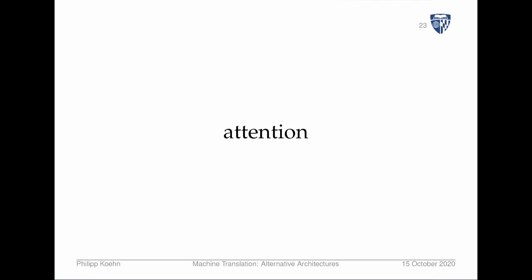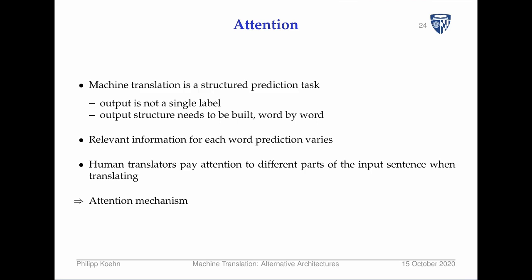Okay, let's look at the other way to deal with sequences, and that is attention. So machine translation is a structured prediction task, meaning that the output is not a single label, but we have to build the output structure, and we have to build it word by word. But whenever we predict the next word, the relevant word for each word prediction might vary. So very intuitively, if you translate, for instance, a particular noun like dog, there is probably some one word in the input that really tells it that that word should be dog and not something else.